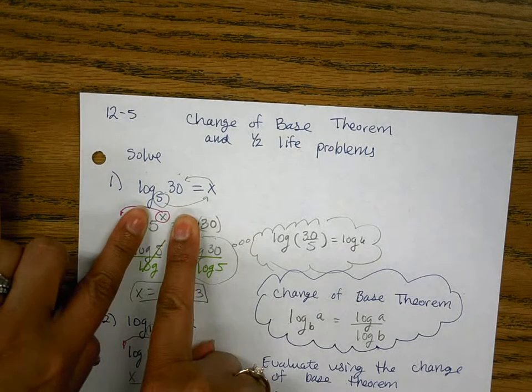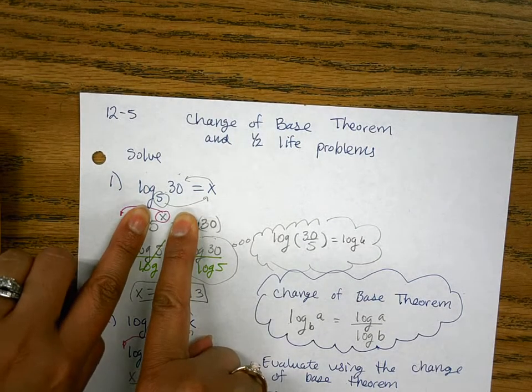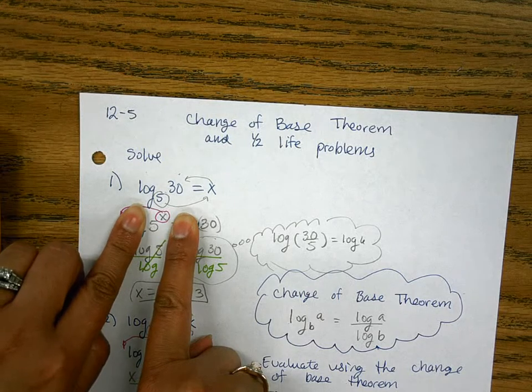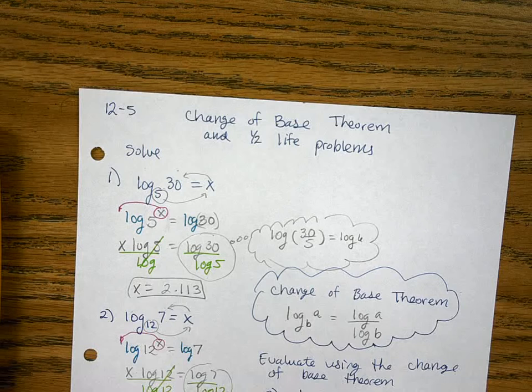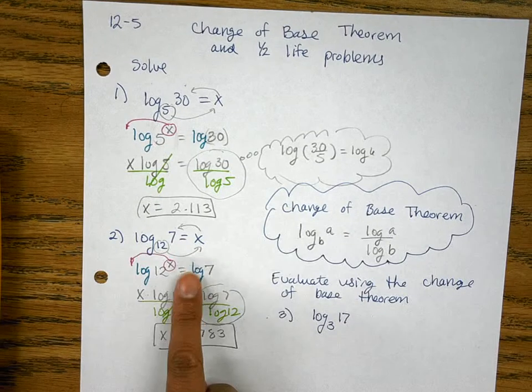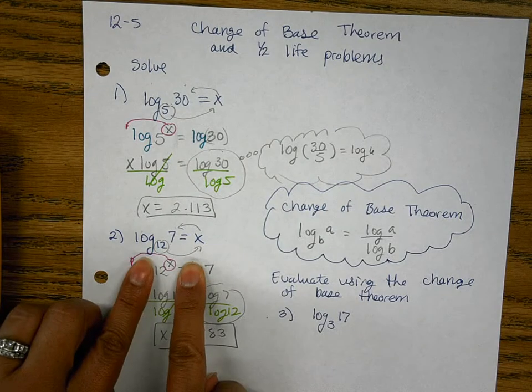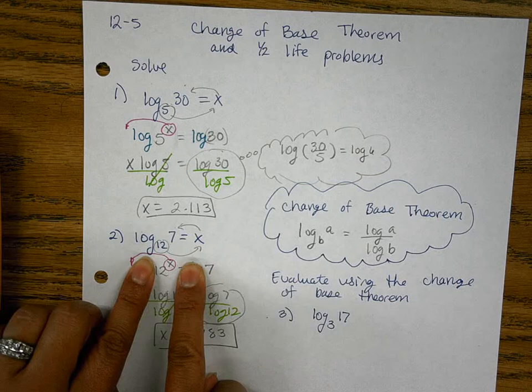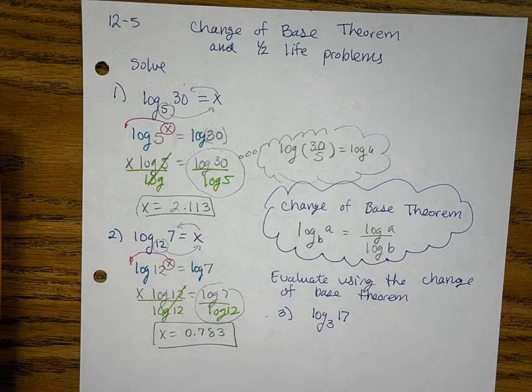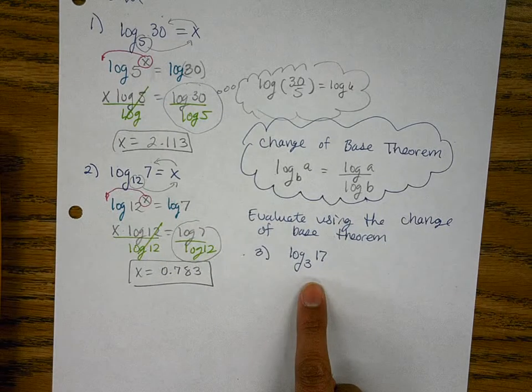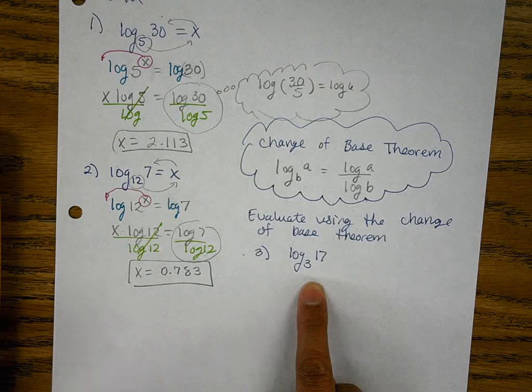And I didn't address that over here, and I'm going to quickly. I'm going to cover the log and cover the log. 5 to the x equals 30. We typically try to get those to the same base, but we can get 30 to a base of 5, which is why we took the log of both sides. Same thing here. 12 to the x equals 7. We can't get those to the same base, which is why we did log of both sides.